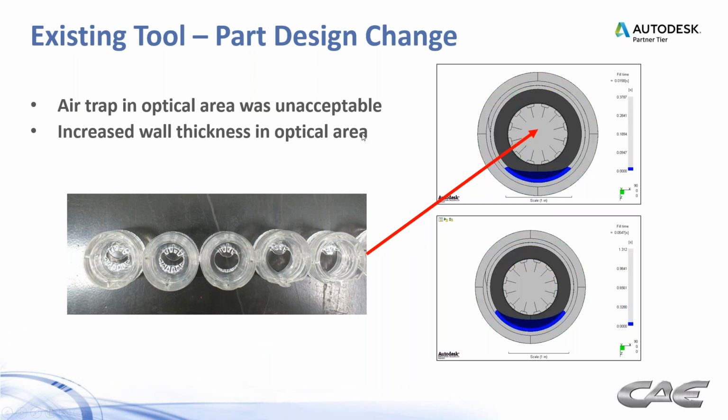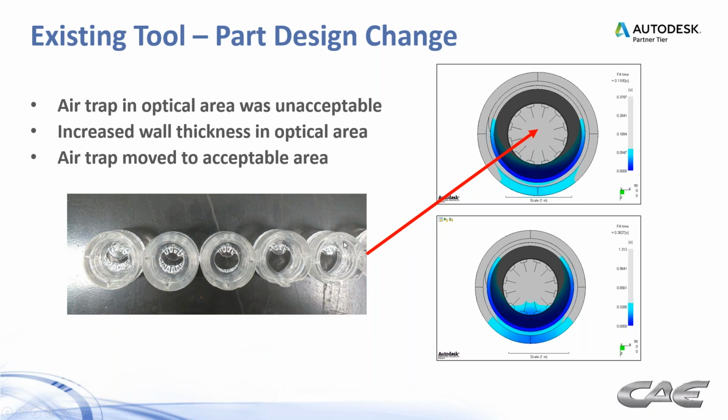So we increased the wall thickness in that optical area as much as they would allow it. And by doing so, you can see we were able to push this knit line/air trap off to the side out of that center viewing area. So ideally, we would have come up with something that pushed it all the way off. But again, you're in a situation where the mold's already built and there's only so much you can do. So the air trap was moved to an acceptable area.